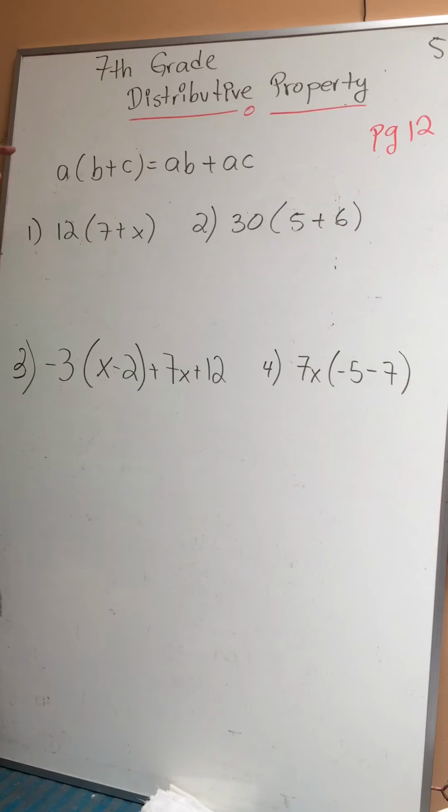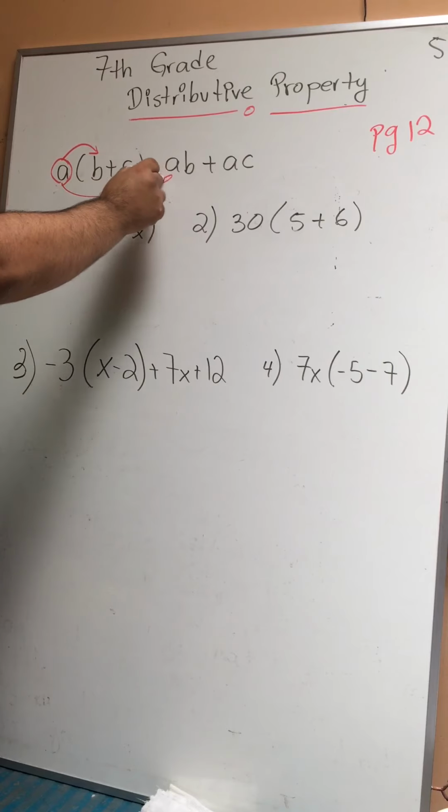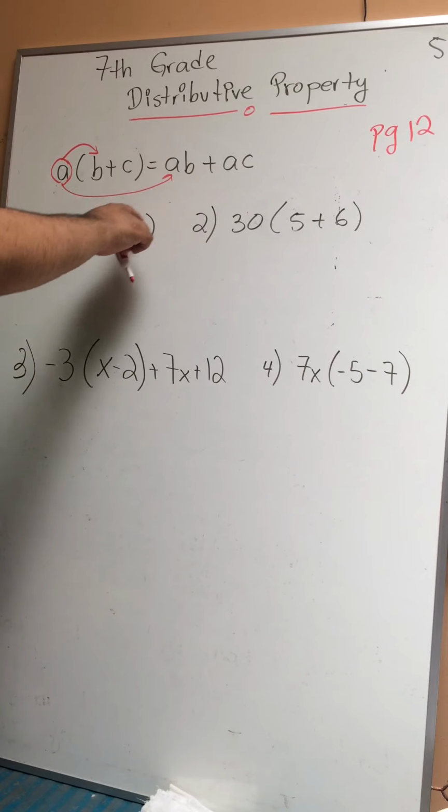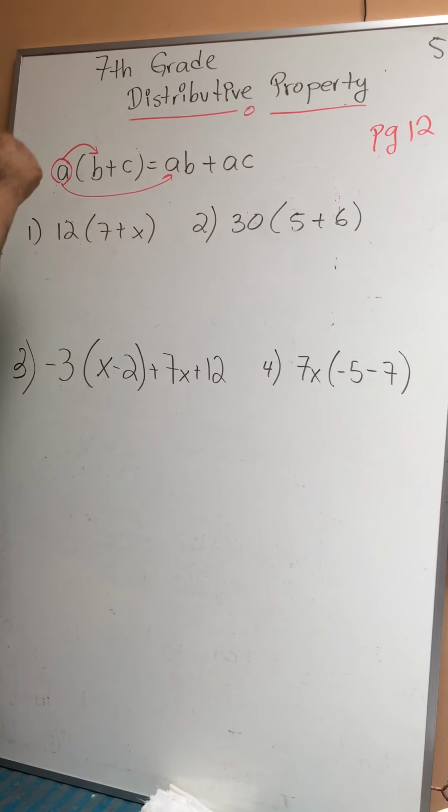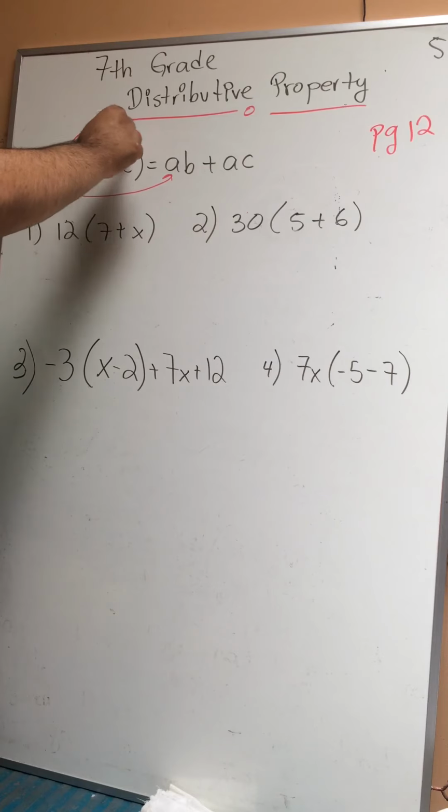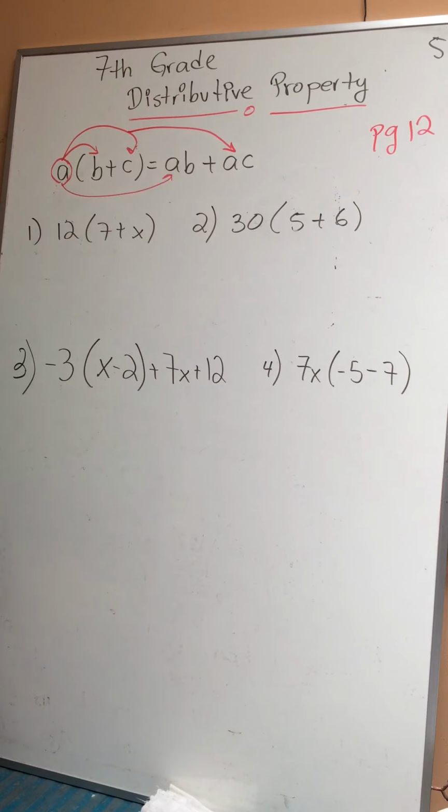The distributive property means that we take the number that we have outside and multiply it by each number that is inside the parentheses. So when we have this number A, we multiply it by B. That's where we have A times B, AB, and then plus A times the second number, A times C. Now let's apply it to the exercises.